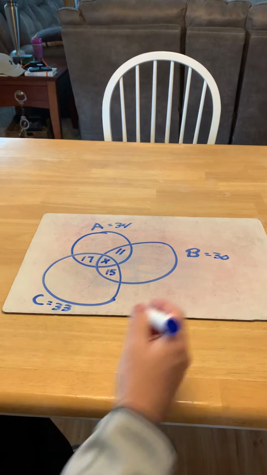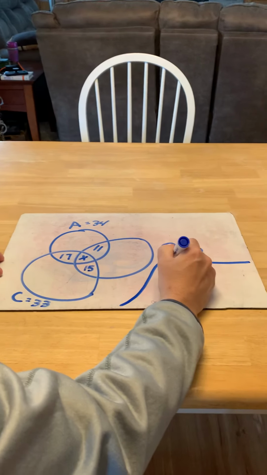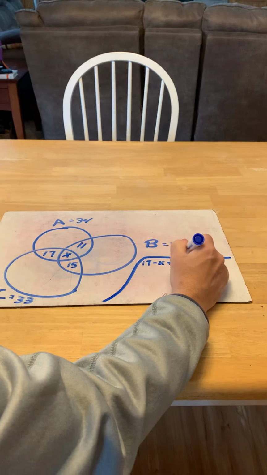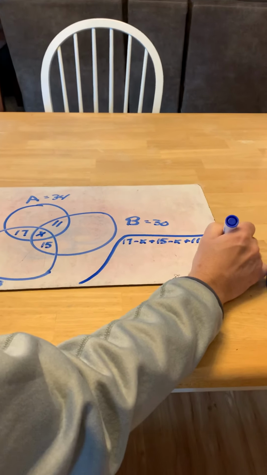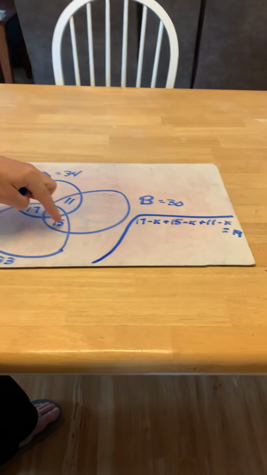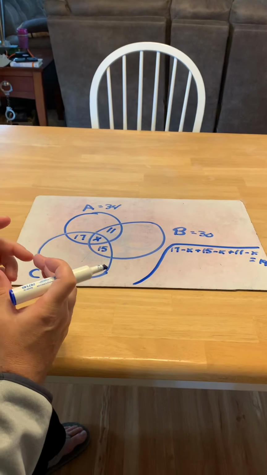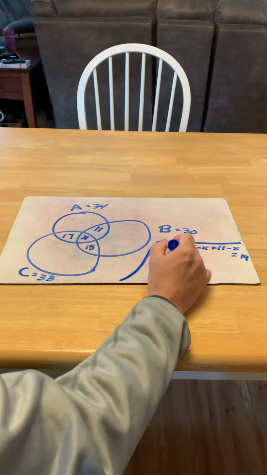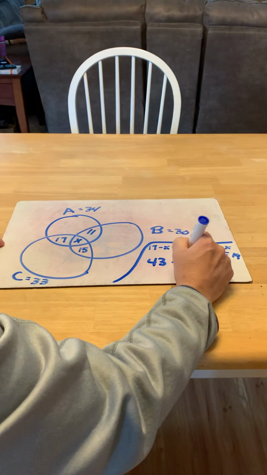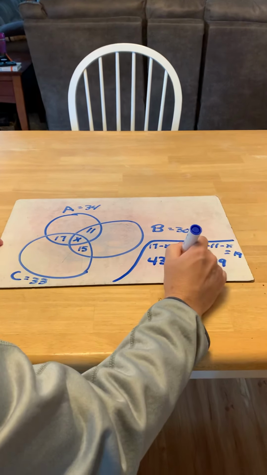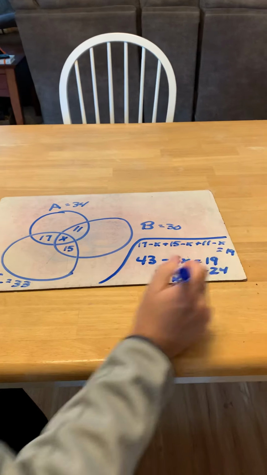So we can set up an equation that's going to look something like this. We've got 17 minus x plus 15 minus x plus 11 minus x, and that has to equal 19 because these 3 pieces have to equal 19. And x is going to be that number of people surveyed that like all 3. So when we add these up here, we're going to get 43. So 43 minus 3x equals 19, and we can solve this. Negative 3x is going to equal negative 24, and so x equals 8.